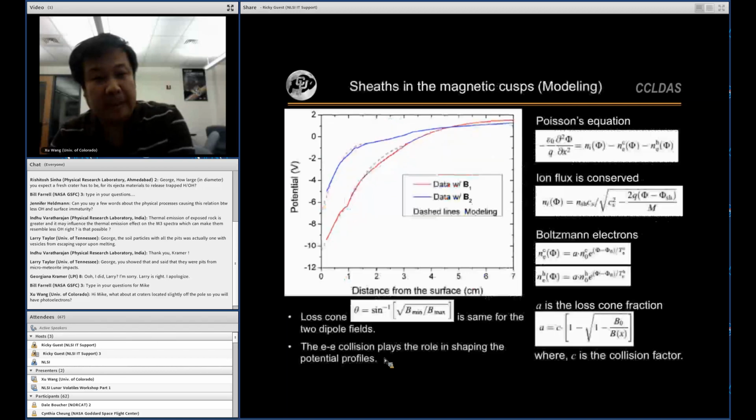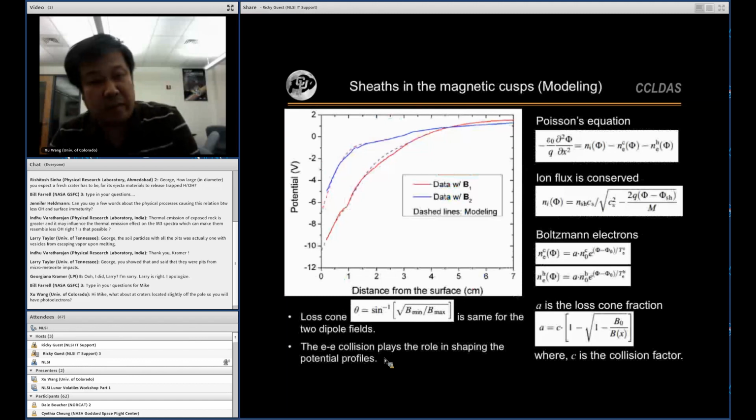To explain that, next one, please. So we did modeling. I list a bunch of equations, but I don't want to go into the detail about all these terms. Just to let you know, we solved the Poisson's equation. We assume the ion flux is conserved. We assume the Boltzmann electrons, and the key point is this loss cone fraction, which tells how many electrons fall into the loss cone to the surface.